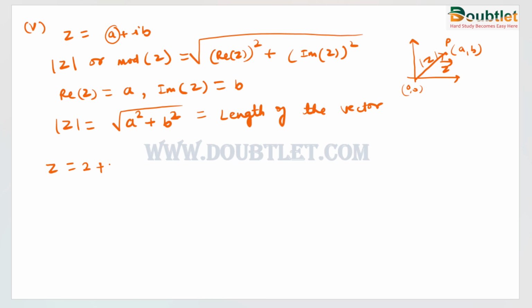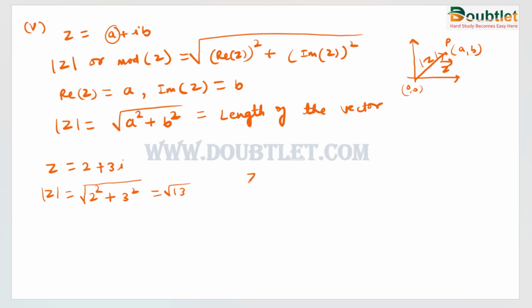So this is 2 plus 3 iota. To find the modulus, what will we get? We will do 2 square plus 3 square. If we solve this, what will we get? This is under root of 13.